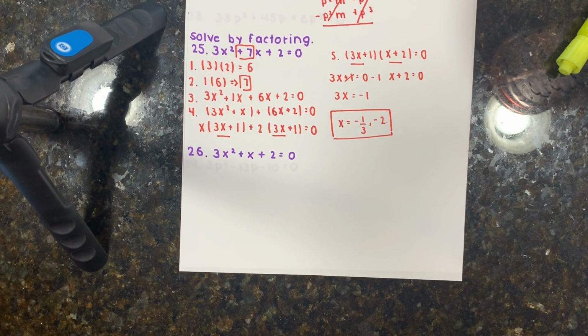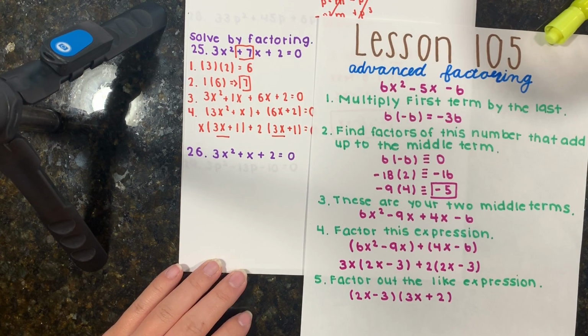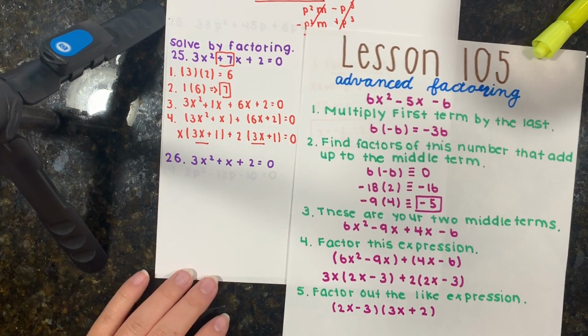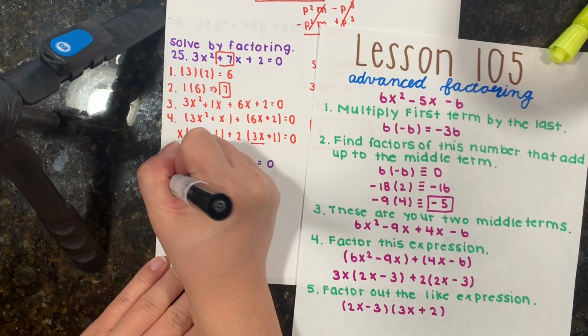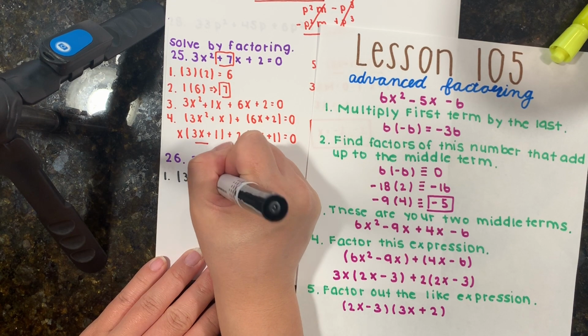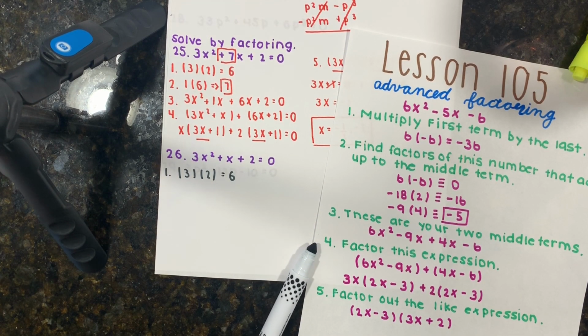Now looking at number 26, we're going to follow the same exact steps. So these 5 steps here. I hope you guys had those written out because that would be very helpful. So the first thing is to multiply the first and the last term, so 3 and 2, which gives us 6. And for this one, well, I have to find the multiples that would add up to +1.